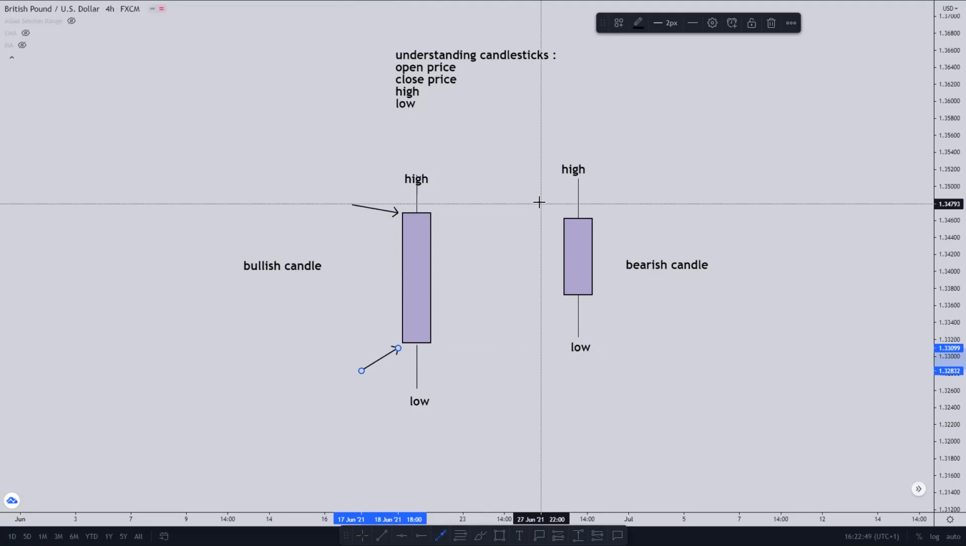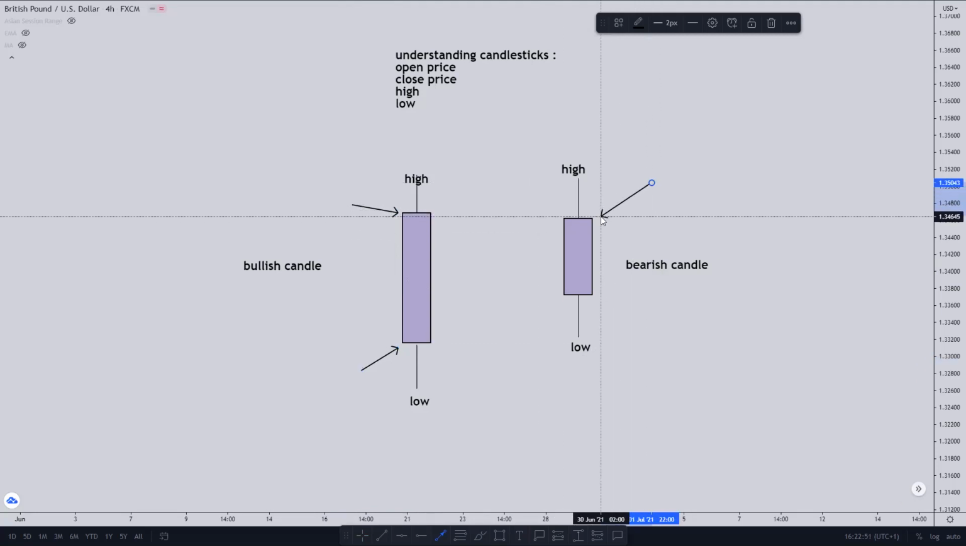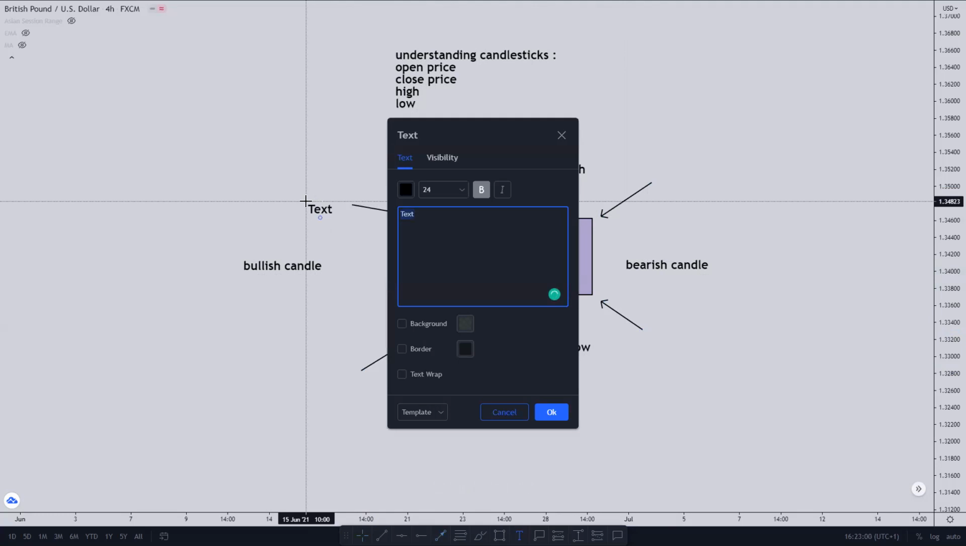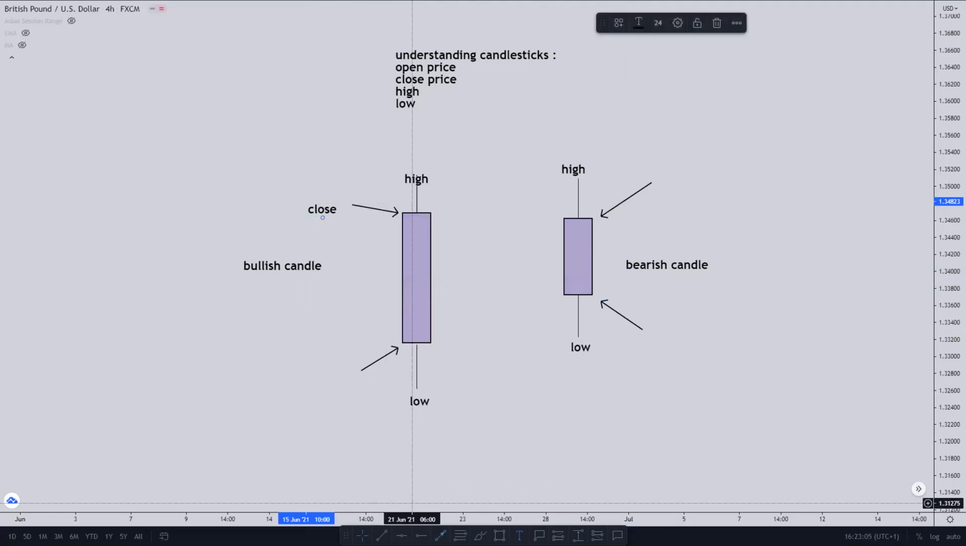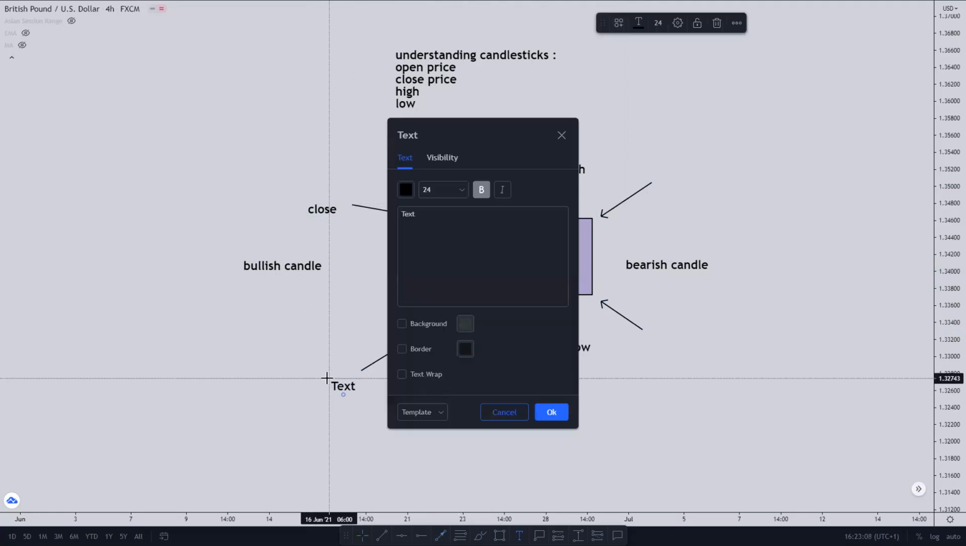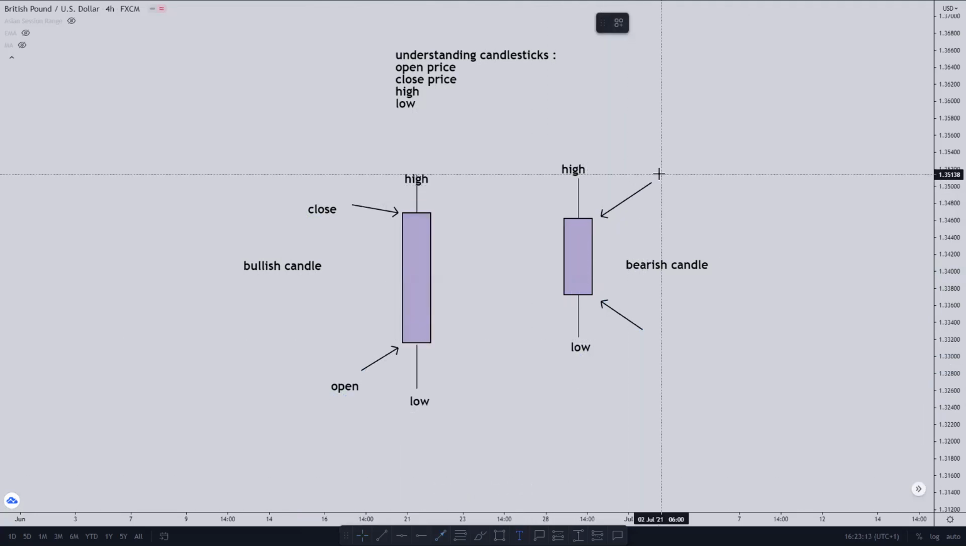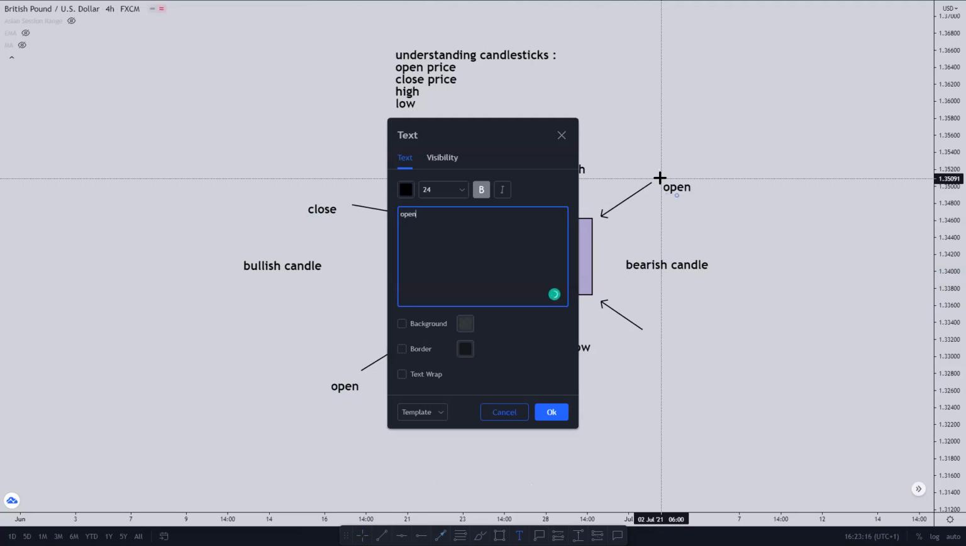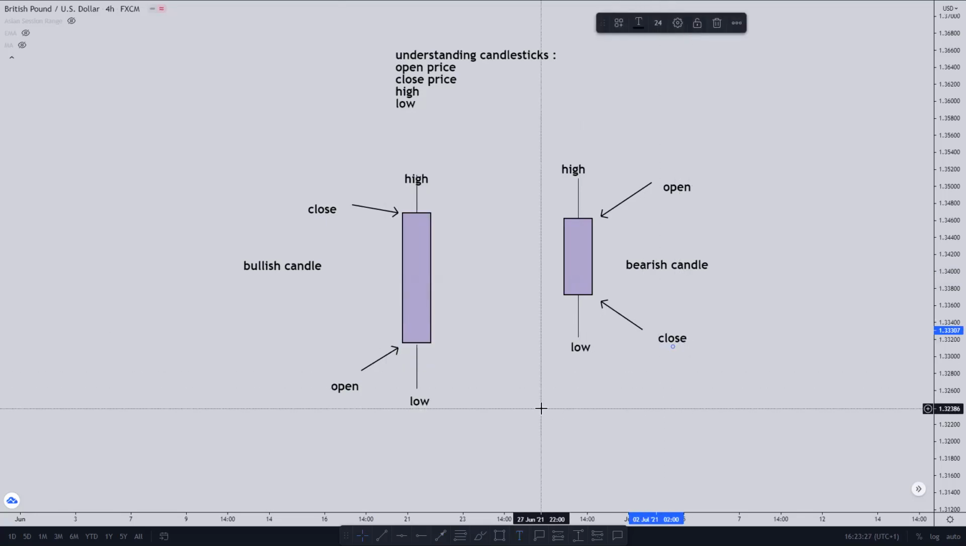Sorry, never mind me, but you wanna learn now. I'm not gonna make this video long, guys. It's just gonna be a demonstration so that you can understand for the other videos. Close. This is close because this is bullish. You know bullish means up, right? And then this is open. And then this is open, and this is close. Okay. Let's continue.